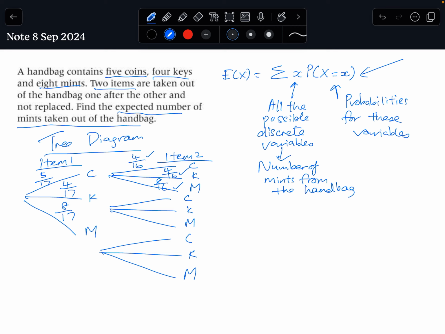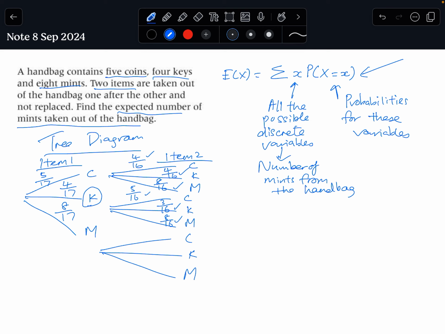All right. Now, let's move on to having the keys as the first item. That will make the probability of getting a coin as the second item 5 out of 16. Now, for the second item to be a key, since I have taken the first key out, I'll be left with 3 keys. And this will be 3 out of 16. And similarly for the mints, this will be 8 out of 16. Now again, if I add these 3 probabilities up, it should give me 1.